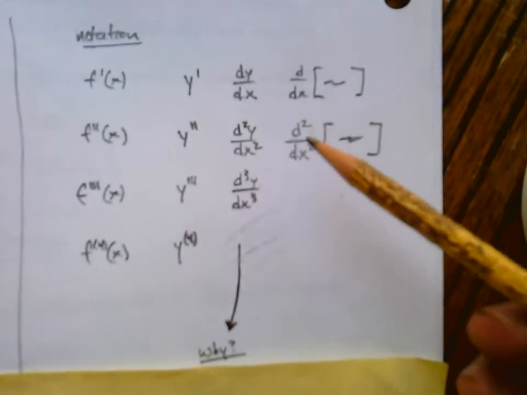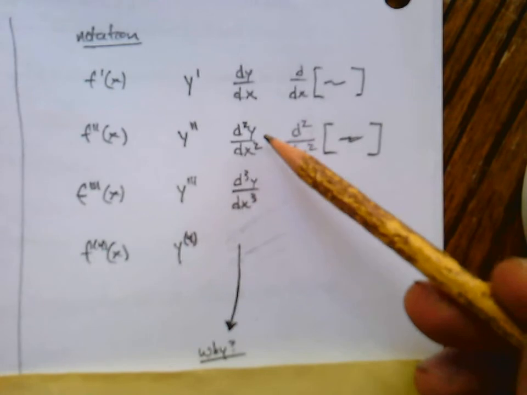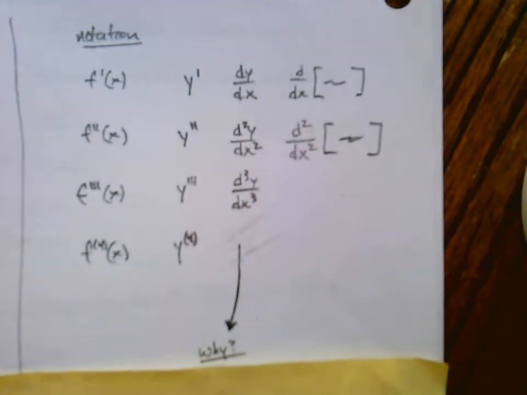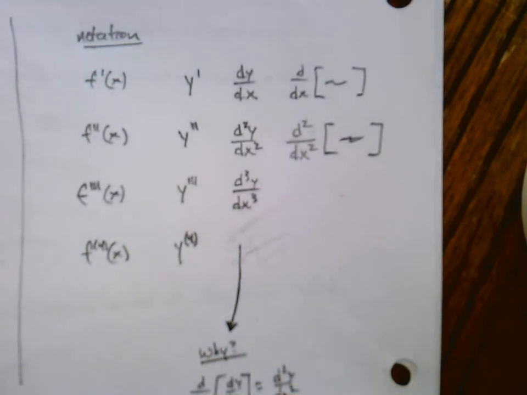Okay, if you're curious, why is this the notation? Why do we put the square on the d and the x but not the y? Here's the reason.